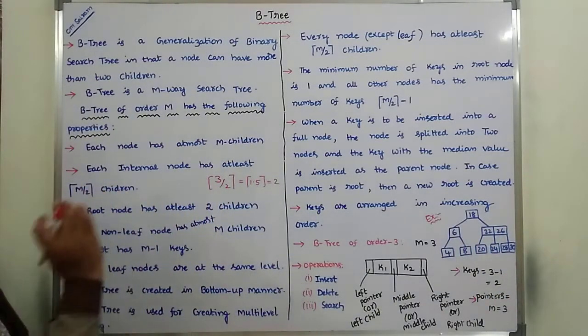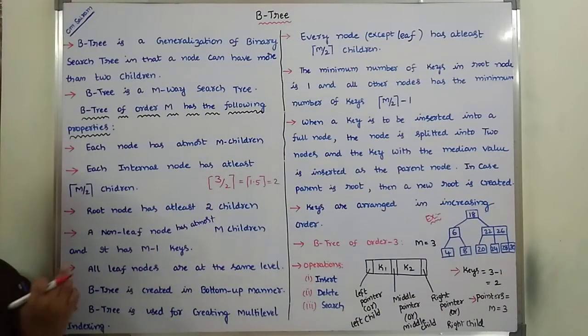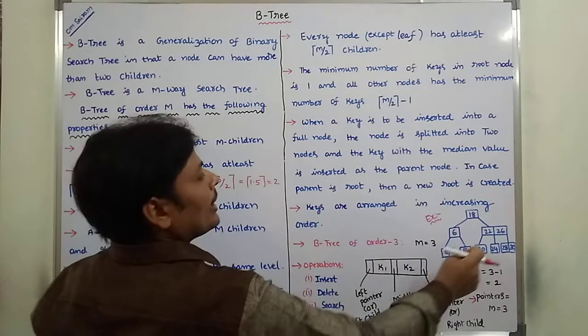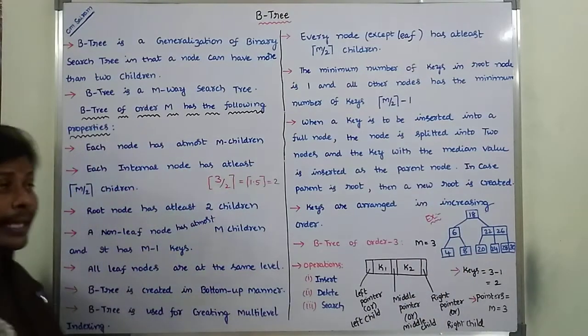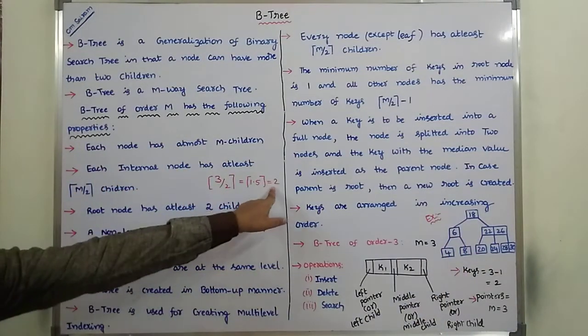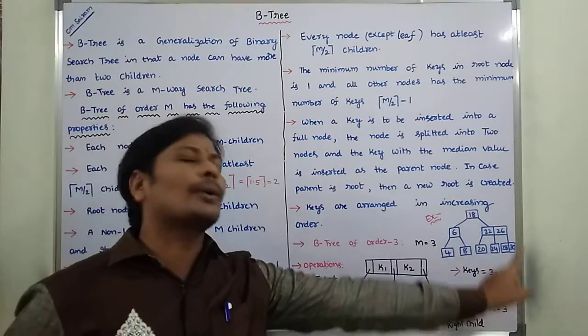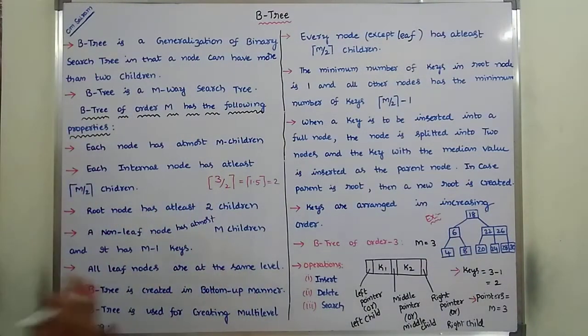Each node has at least the ceiling of m by 2 children. So here m is equal to 3, and it contains at least 2 children. So this node contains 2 children, this node contains 2 children, and this node contains 3 children. At least means minimum 2. Greater than 2 is also satisfied.